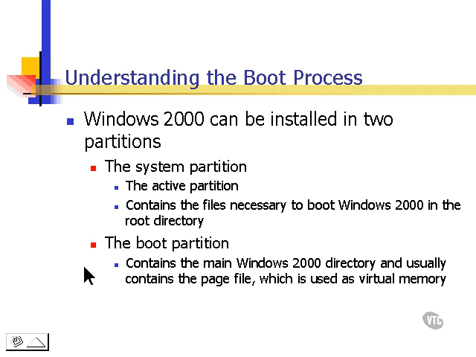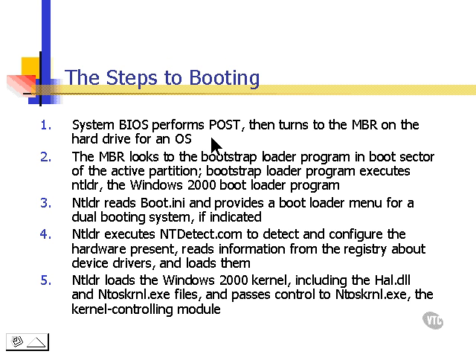The boot process itself is very systematic and much like Windows NT. Let's take a look at the boot process step by step. System BIOS performs the power-on self-test and turns to the master boot record on a hard drive to find an operating system. The master boot record looks to the Bootstrap loader program in the boot sector of the active partition. The Bootstrap loader program executes NTLDR, which is the Windows 2000 boot loader program.